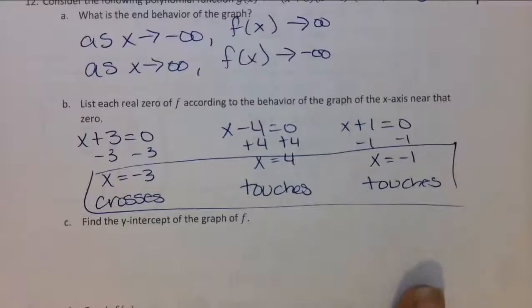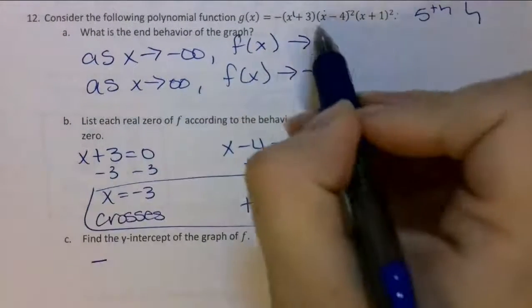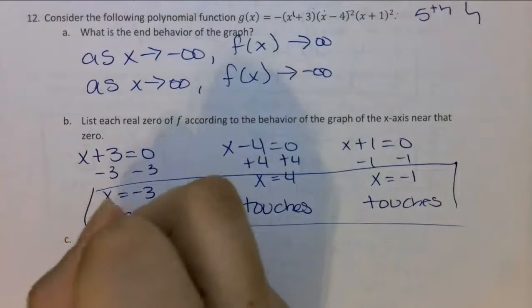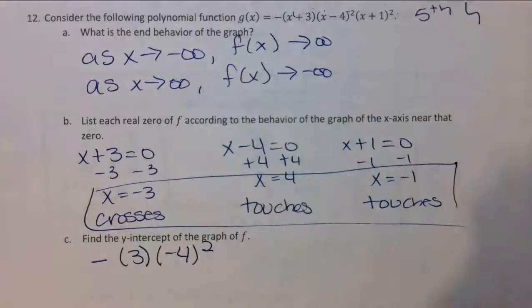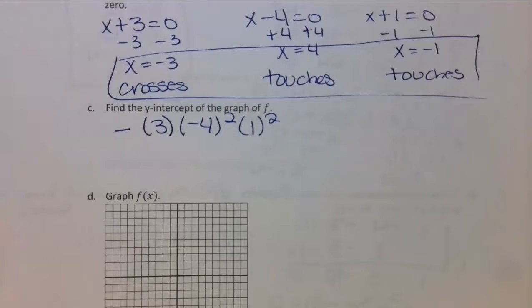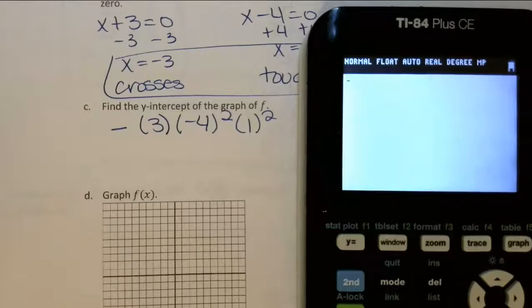C wants me to find the y-intercept. To do that, if there's a negative sign out front, I keep that. Then I take my numbers, and if there are exponents outside, I keep them with it. So 3 doesn't have an exponent, negative 4 does, it's a 2, and positive 1 also does, it's also a 2. So then I'm going to go ahead and type this into the calculator. I have negative 3 times negative 4 squared times 1 squared, which gives me negative 48.